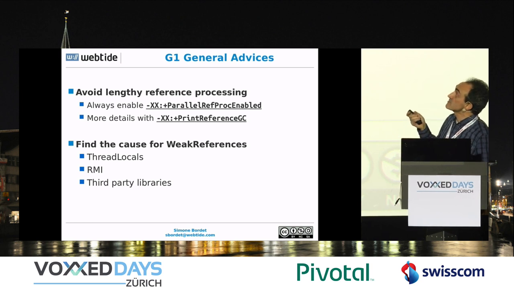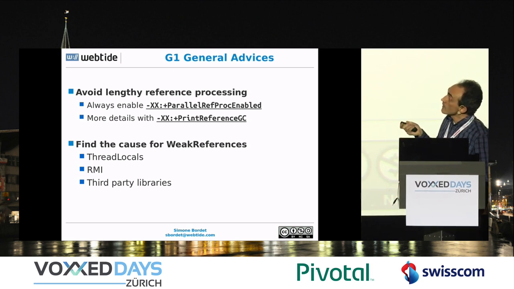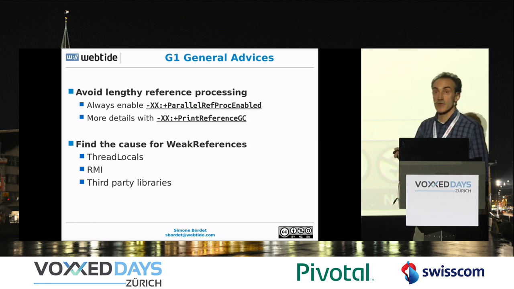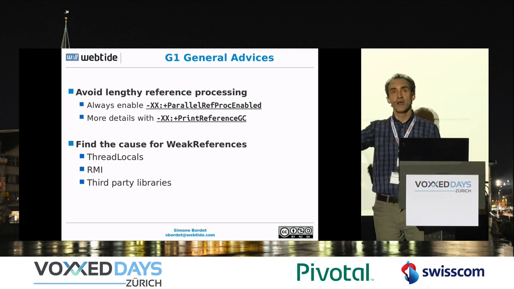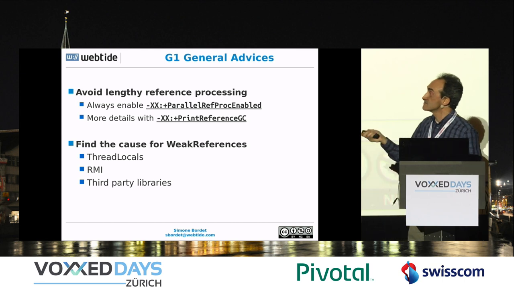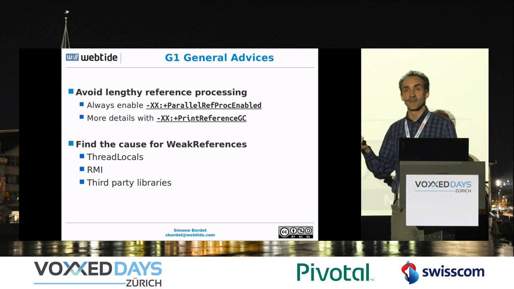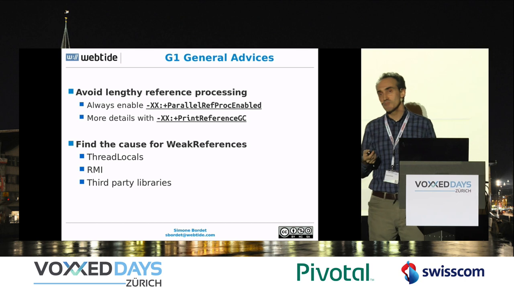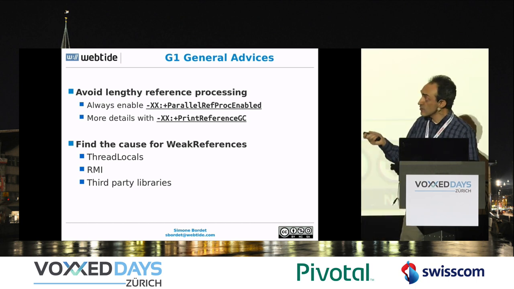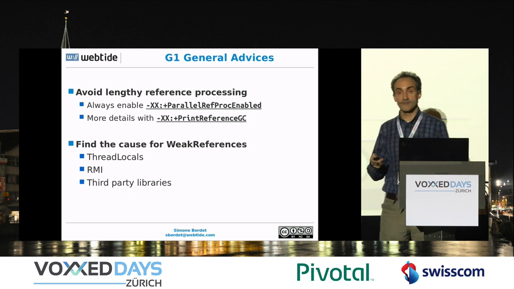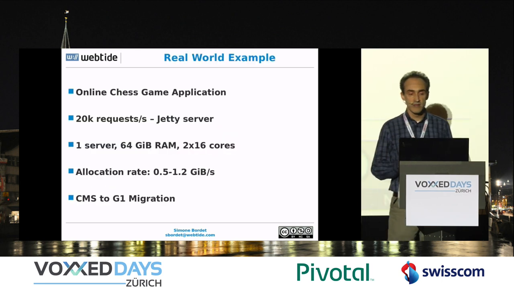Reference processing is something that beat us. Well, if you connect, for example, a JConsole to a living production web application, RMI is creating weak references. That could be a little one or a lot of them, so pay attention to that. Thread locals also allocate weak references. And also take a look at third-party libraries that you use.